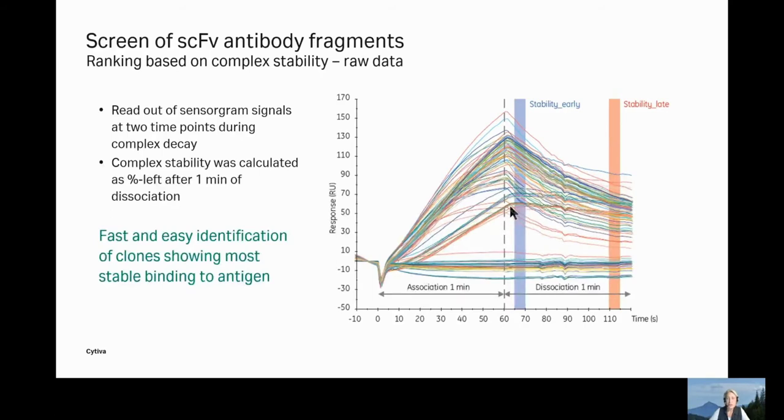As you see here in this sensorgram, there are some which show a very stable binding, so there's almost no signal difference between these two report points here. And there are others, like this one, which decay very fast, so there will be a huge difference in these report points taken. So this is a very fast and easy identification possible for clones which show the most stable binding.